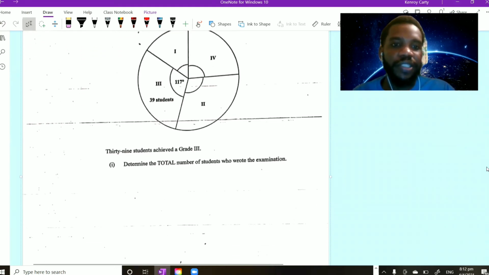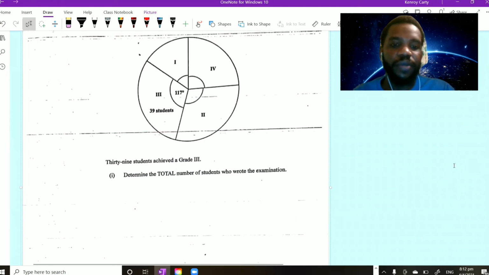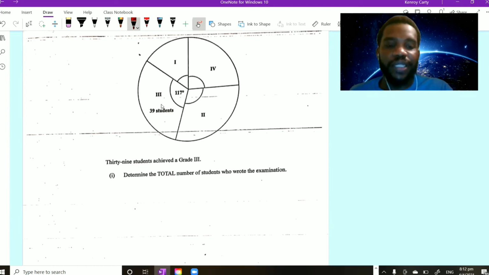All right, it says 39 students achieve a grade of 3, determining the total number of students who wrote the examination. All right, now, what do we know about a pie chart? We know that for a pie chart, the total angles, because we use angles and quantities here, the sum of the angles is equal to 360 degrees, all right? So 360 degrees would represent the total amount. We're going to call it X, all right? Because the size of the angle reflects the number of students you have. So they are synonymous. So in other words, you can say 360 will represent the total amount. We have 117 degrees here, which is representing 39 students.